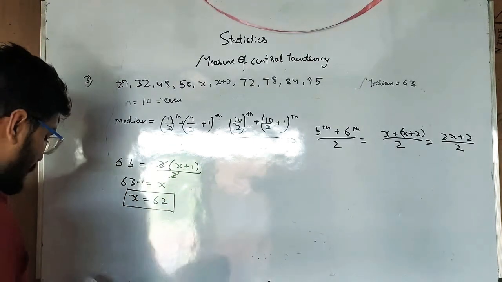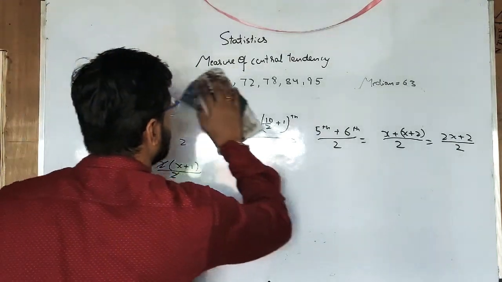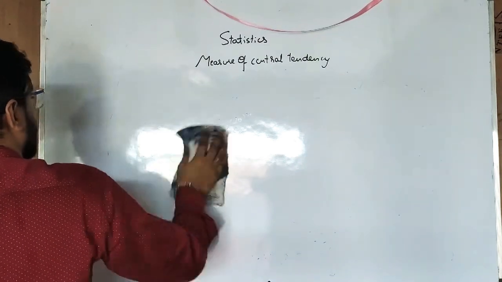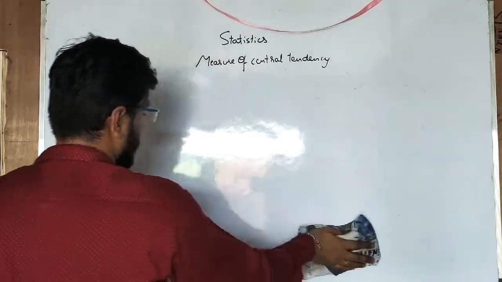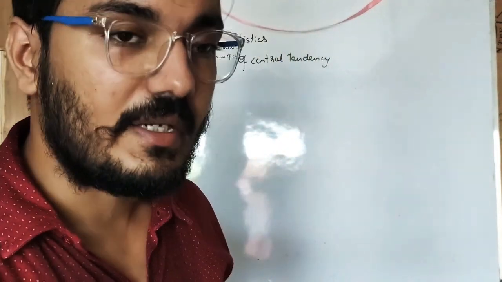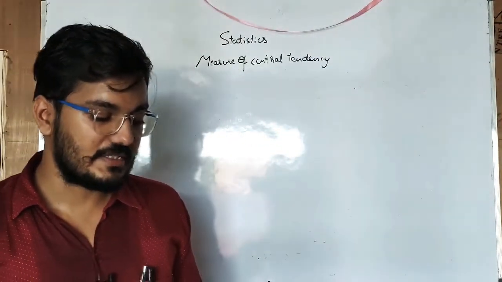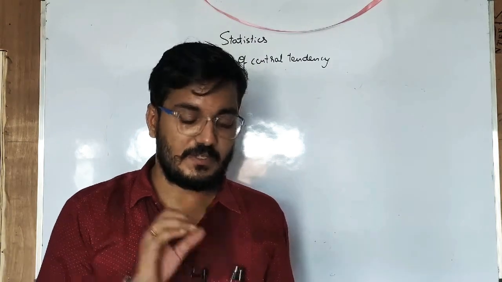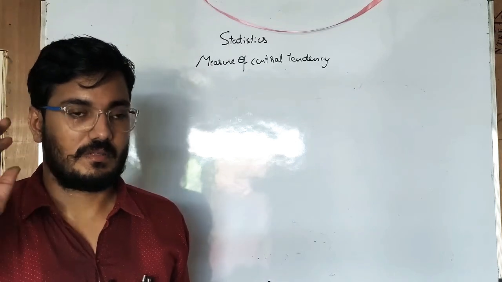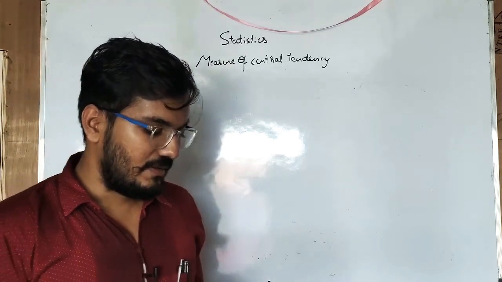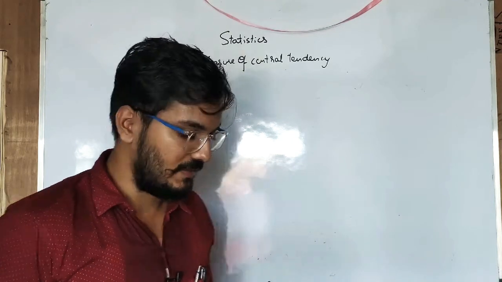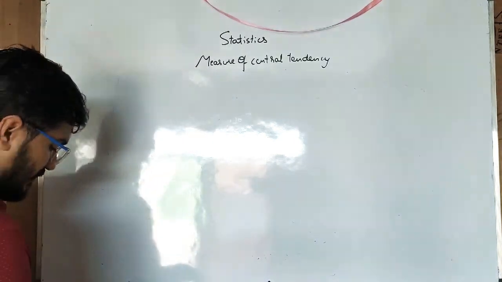So now question number 4. In question number 4, we have to determine mode, right? So it's very easy. You can do it yourself also. Just arrange the data in ascending order from lowest to the highest, and then the maximum occurring digit will be the mode. Simple. Next, let's move on to question number 5.